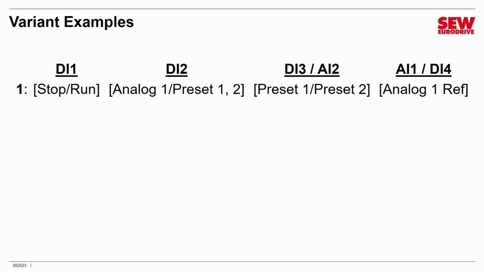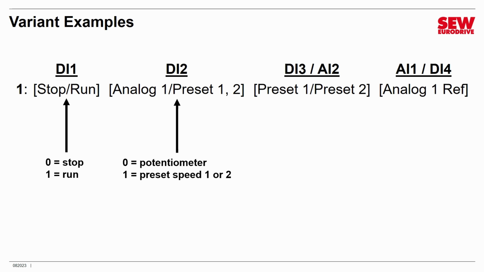In this variant, variant number 1, DI1 is assigned to run stop, DI2 is to analog 1, preset 1 and 2, DI3 AI2 is assigned to preset 1 or preset 2, and analog input 1, DI4 is again an analog reference. So the first one controls run and stop. If it's a 0, it will stop. If it's 1, it will run.